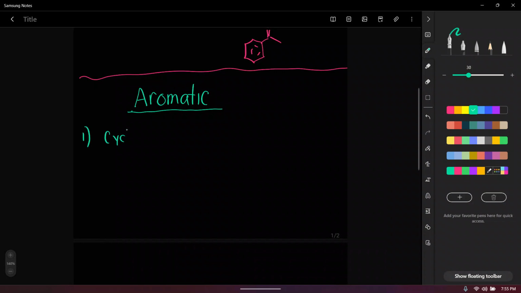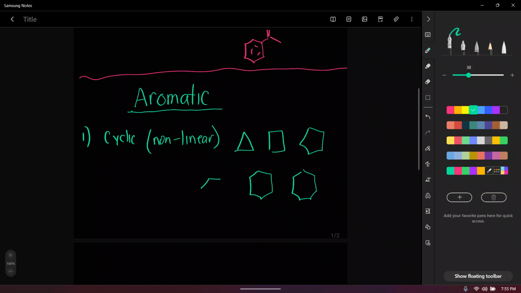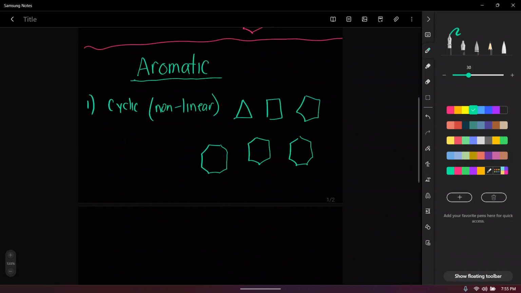First, something has to be completely cyclic, so non-linear. When I say it has to be cyclic, it can be any number of atoms in the ring. For example, you can have a 3-membered ring, which would be a triangle, a 4-membered ring, which would be a square, a 5-membered ring, the classic 6-membered ring, a 7-membered ring, an 8-membered ring, yada yada, you get the point. All of these would be cyclic.